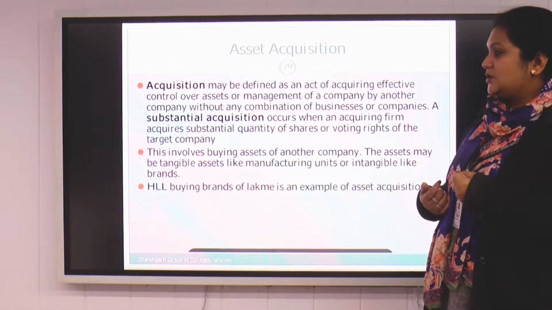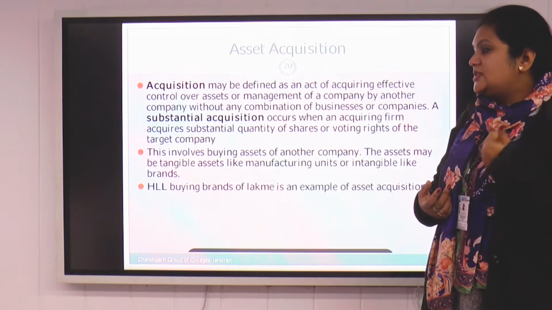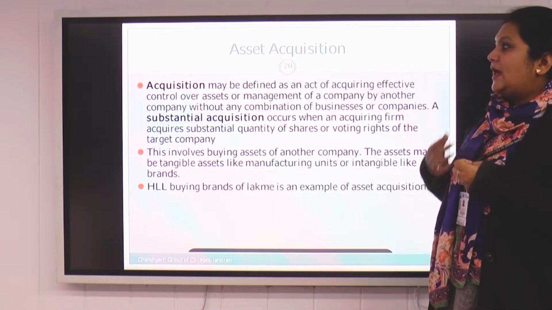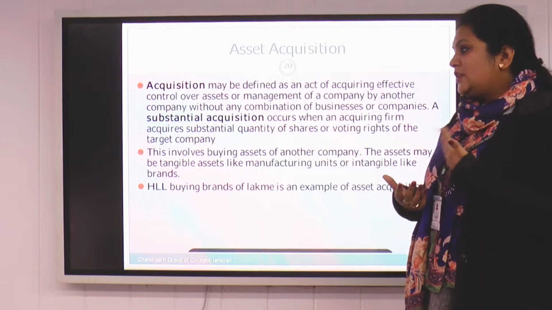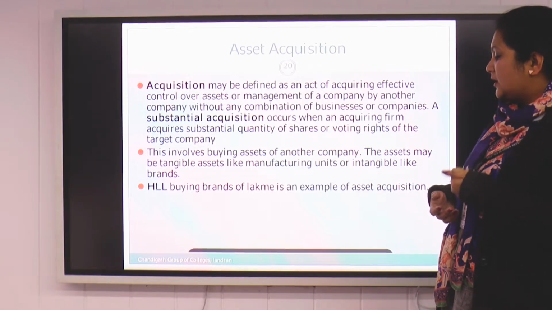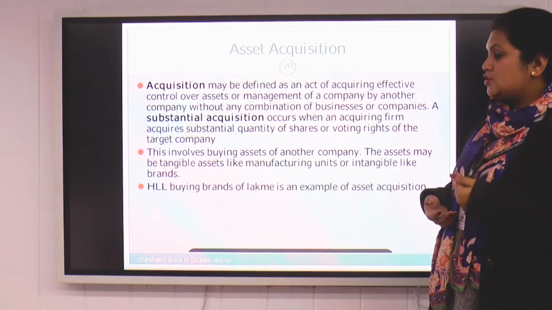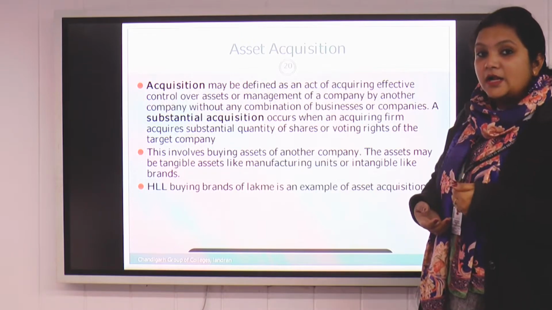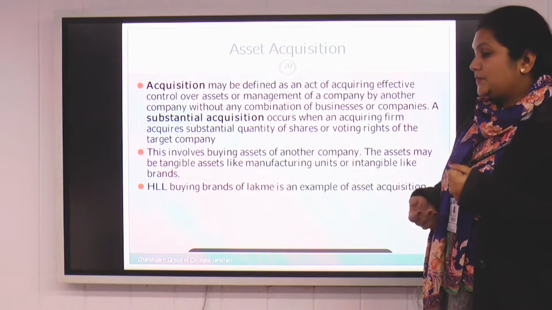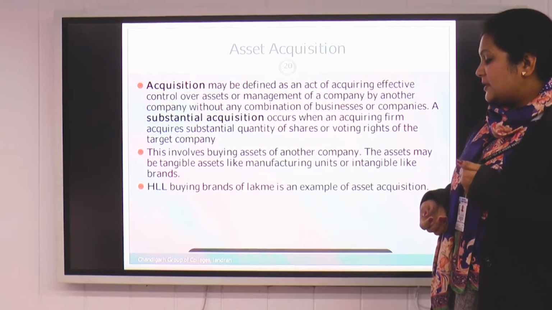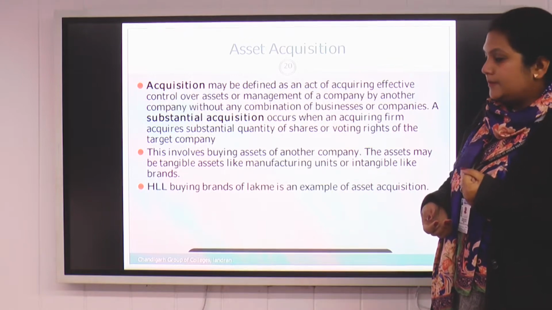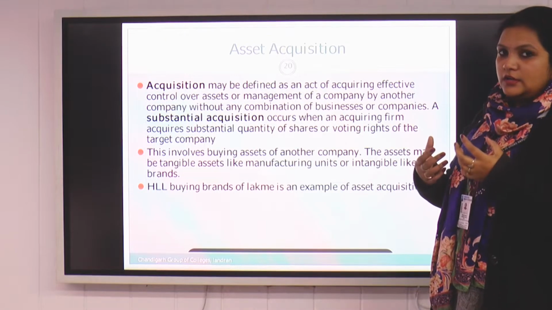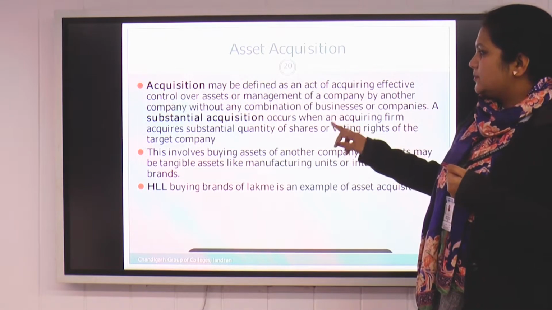Another is substantial acquisition. Substantial is where you purchase the shares. When you acquire a substantial quantity of shares, you get the voting rights of that company. Asset acquisition is where you get control over the assets of the company. This involves buying assets of another company. The assets may be tangible or intangible, tangible like manufacturing units or intangible like brands, like goodwill. Right? H&L buying a branch of Lakme is an example of asset acquisition. Any company that buys control over the assets of another company is called asset acquisition.